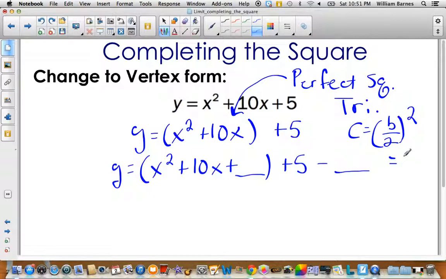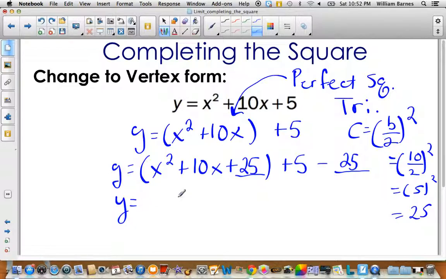So the number is (10 divided by 2) squared. Well, 10 divided by 2 is 5, and 5 squared becomes 25. So this number is 25, so I add 25. In order to keep it the same function, I've got to subtract it out here. So I end up with y is equal to, I know I can factor this right now, but I'll leave it for one second. I'm just going to rewrite 10x, so I'm not doing too many things in one step. I'm just going to do the math on this one right here, so minus 20.